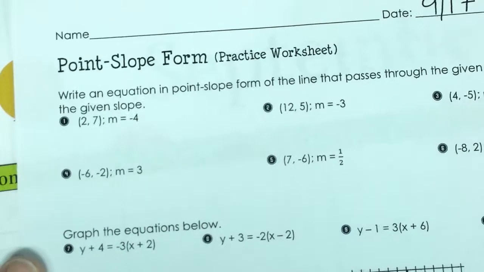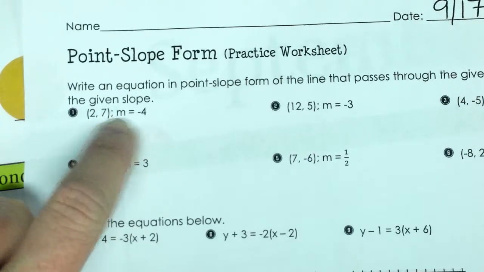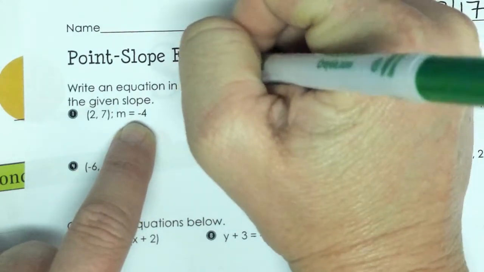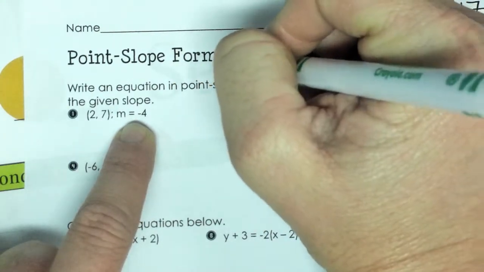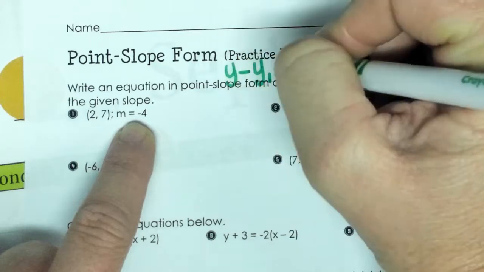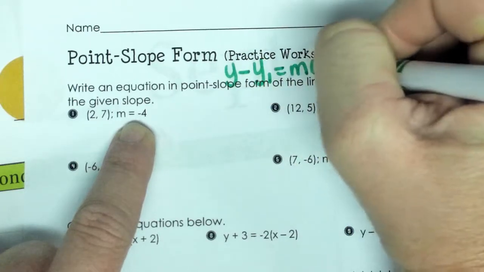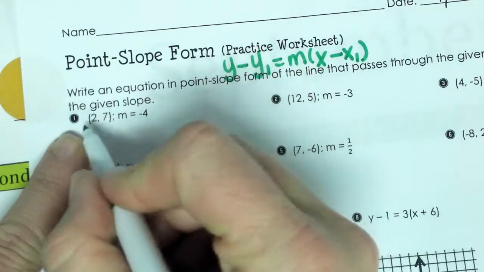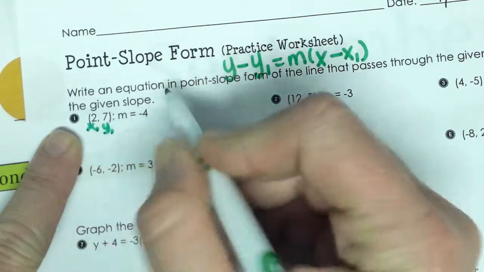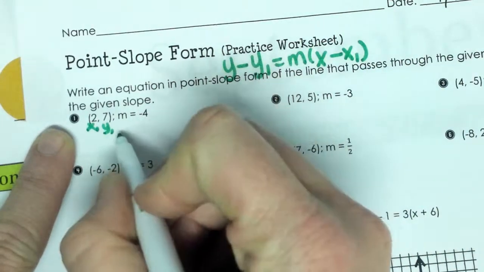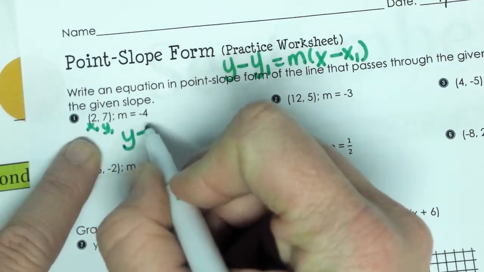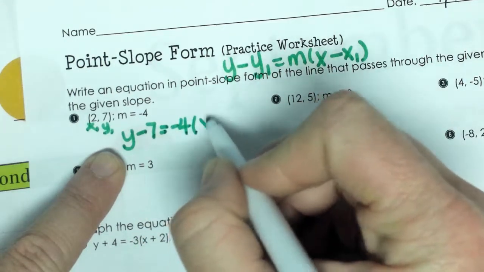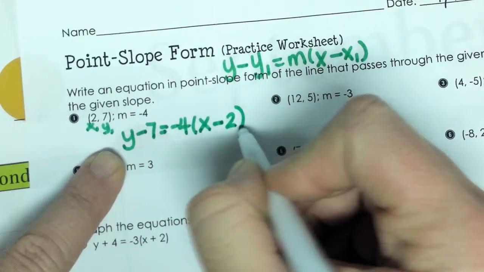Okay, so starting with number 1, so here we're given (2, 7) and the slope being -4. So of course, let's go ahead and just write our equation up here. So we have y minus y1 equals m times x minus x1. So that's what I'm using. So here is x1, this is y1, and of course that's my m. So that means this one would be y minus 7 equals -4 times x minus 2.